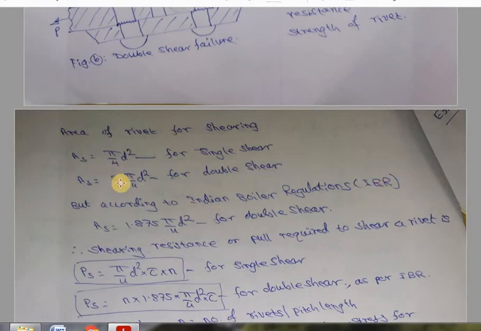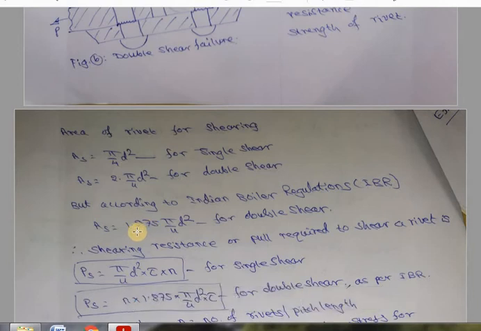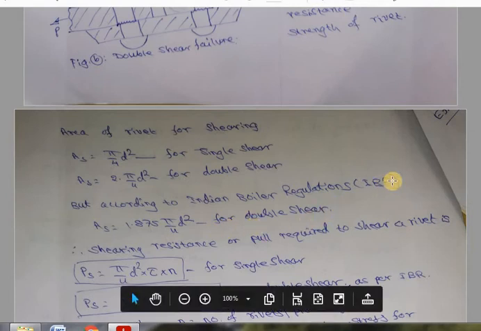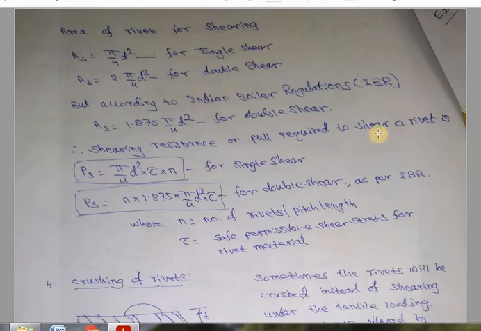So in that case, instead of taking double shear failure as 2 times, it recommends us to take 1.875. So wherever double shear failure is there, we require to take 1.875 d square for double shear as per IBR recommendation. Therefore, the shearing resistance or pull required for rivets, PS, is going to be 5/4 d square tau into n for single shear, and n times 1.875 d square tau for double shear as per IBR.